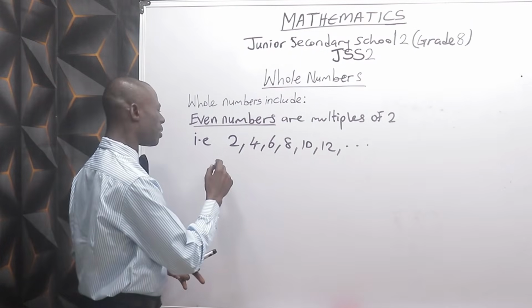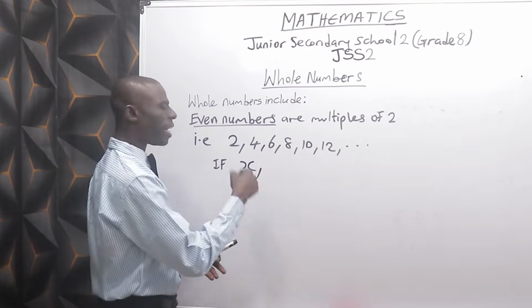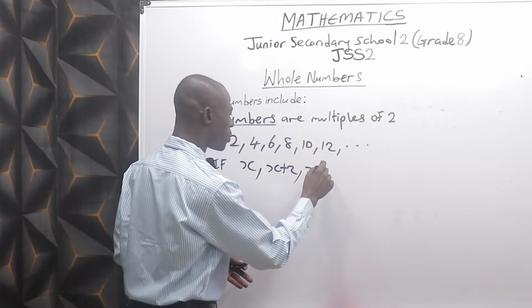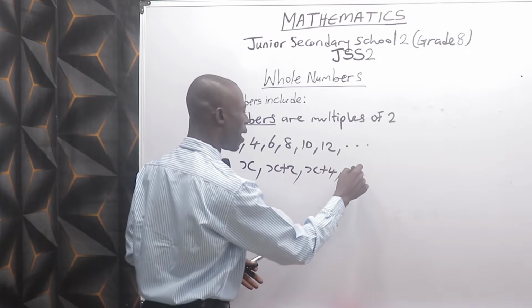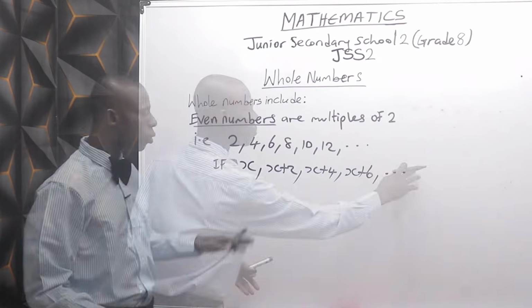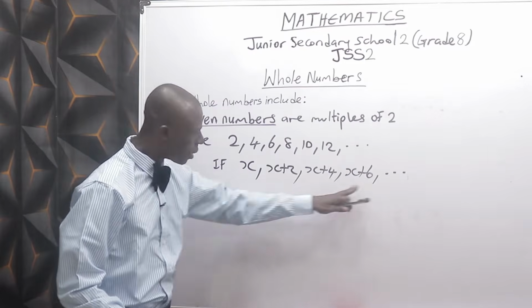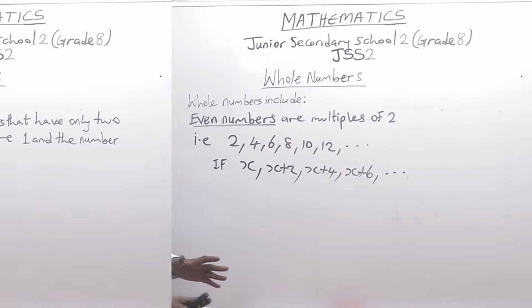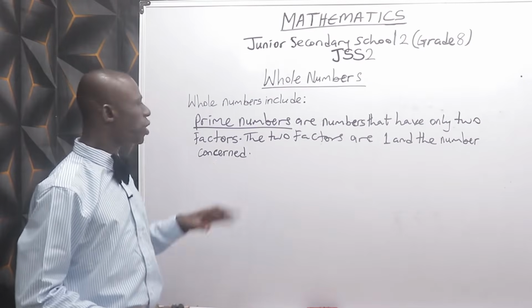Now, in that regard, if x is an even number, the next to it will be x plus 2, followed by x plus 4, then x plus 6, and so forth. So, algebraically speaking, these are consecutive even numbers. Do you understand? Let's consider the next concept, which is prime numbers.